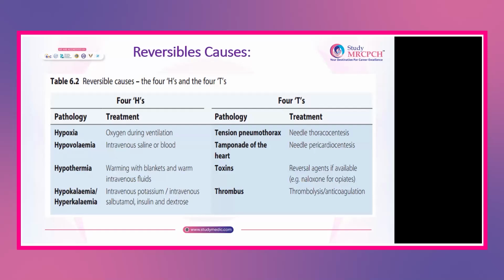For tension pneumothorax, which starts with the 4 T's, we need to do a quick intervention in the form of needle thoracocentesis or needle decompression. The same applies for the heart, for cardiac tamponade. We need to do pericardiocentesis. With toxins, if we know it, we will give an antidote like naloxone for opiates, and we need to contact the toxicology center. For thrombosis, we need to give thrombolysis and anticoagulation.